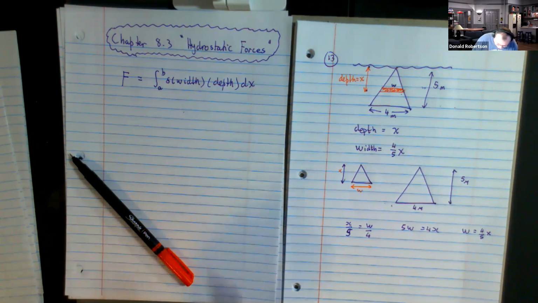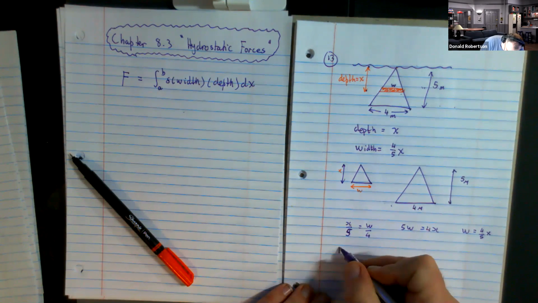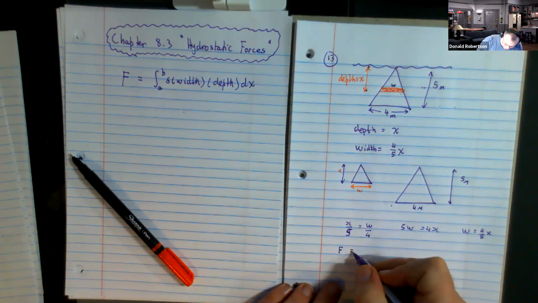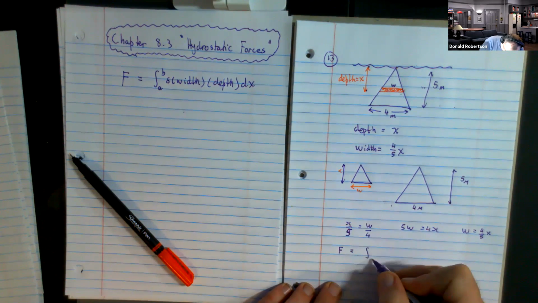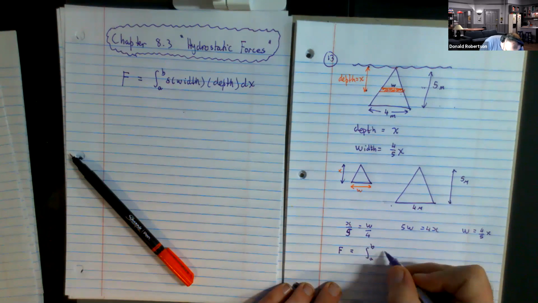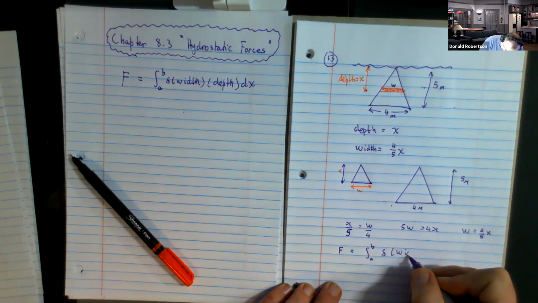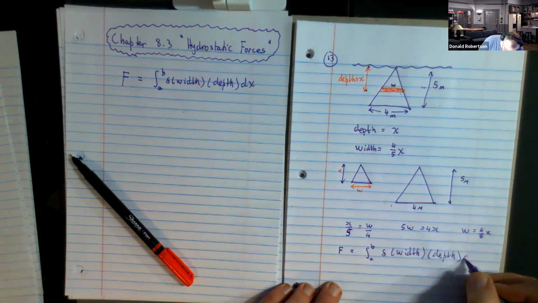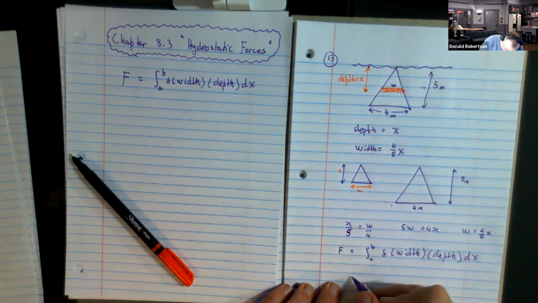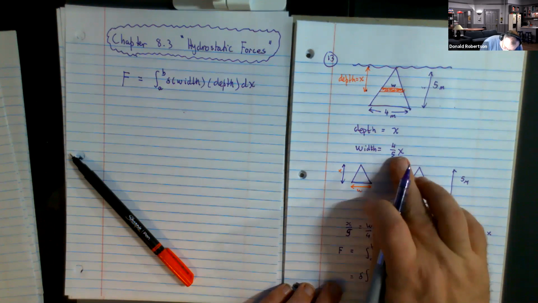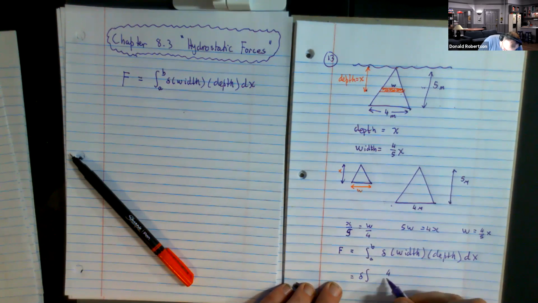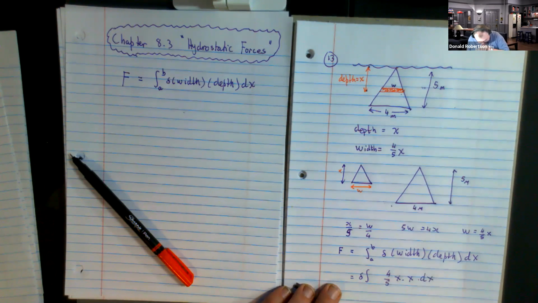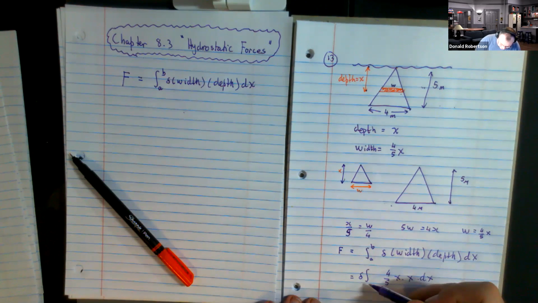So what you're looking at now is pretty much everything that you need. It's going to be the integral from A to B of delta, the width, the depth, and the dx. I'll stick delta on the outside. The width is this guy, the depth is that guy, so 4/5 x times x dx. And the only other thing we're left with is the a and the b.